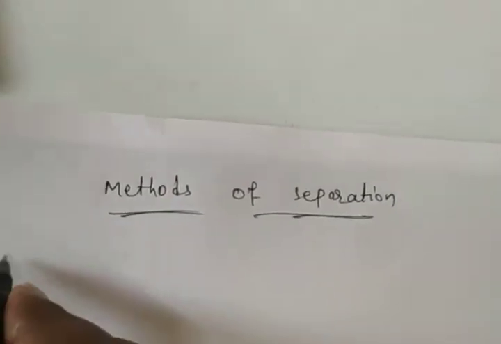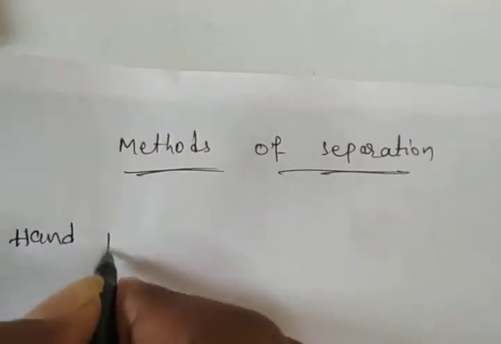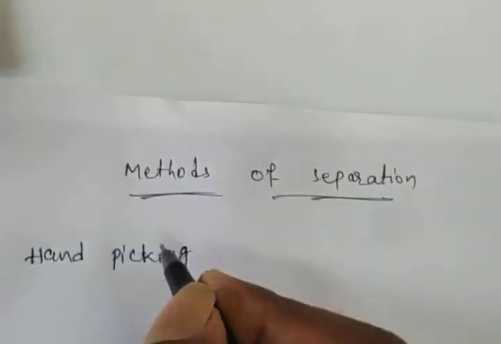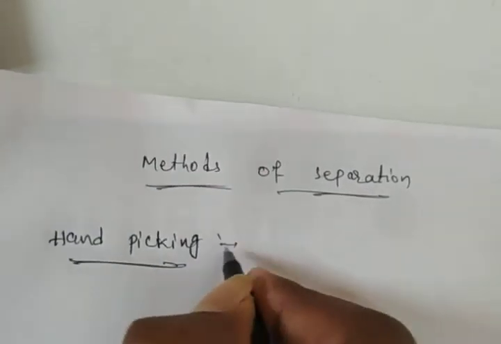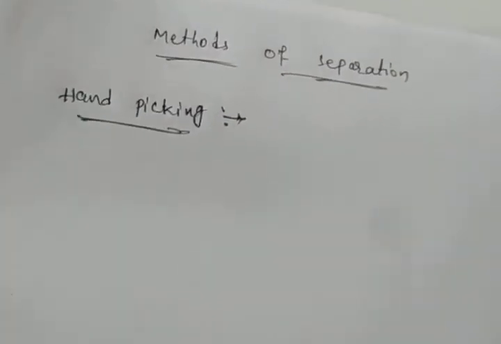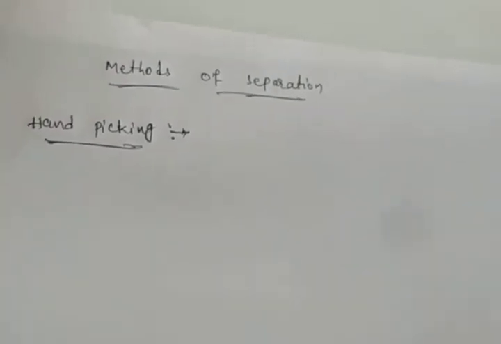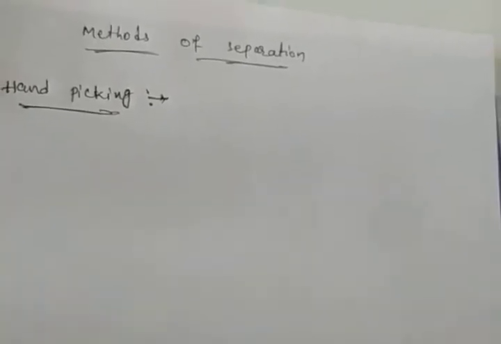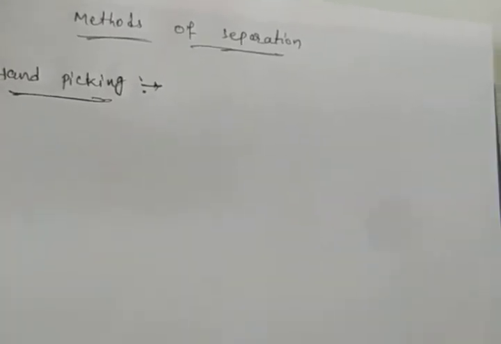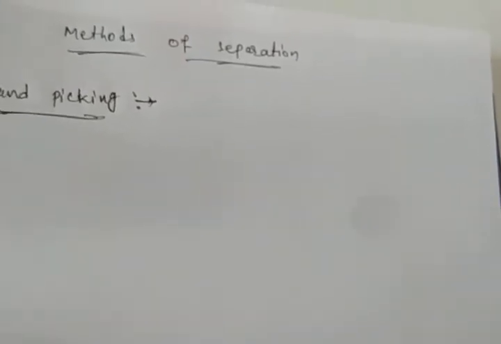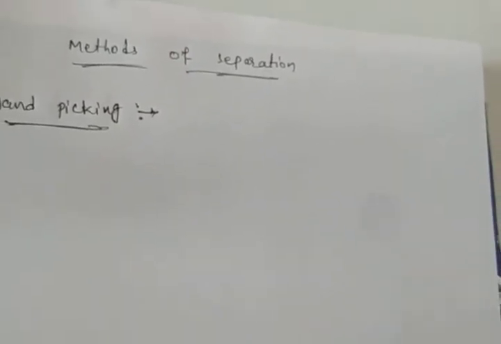The first method is hand picking. Through an activity, we will understand the hand picking method easily. Bring a packet of food grain purchased from a shop to the classroom. Grain means small seeds; you can purchase them from a shop.